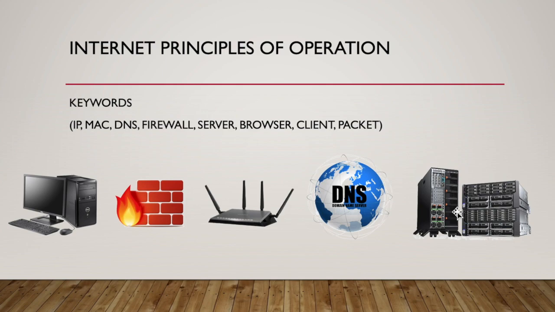For example, if you type google.com, google.com doesn't exist. It's just a domain name. We need the IP address. Okay, that's what the DNS does. The DNS connects the IP address with the domain name, so it gives us back the IP address. And then we can send that information in packets to the server.